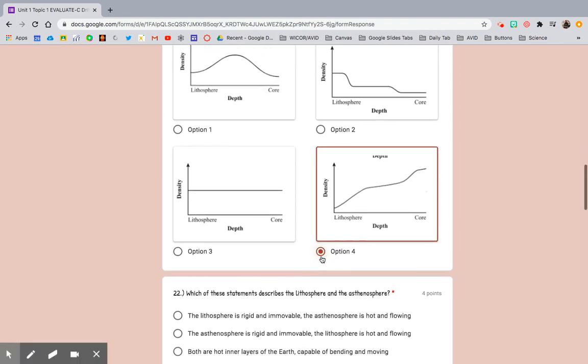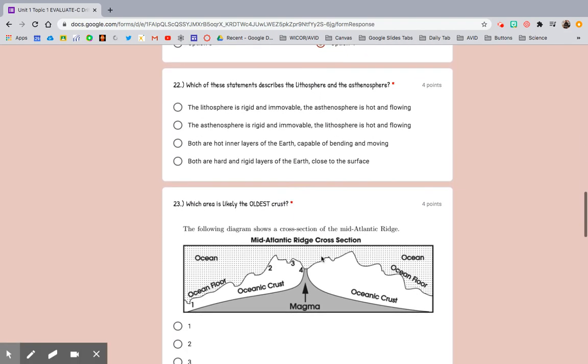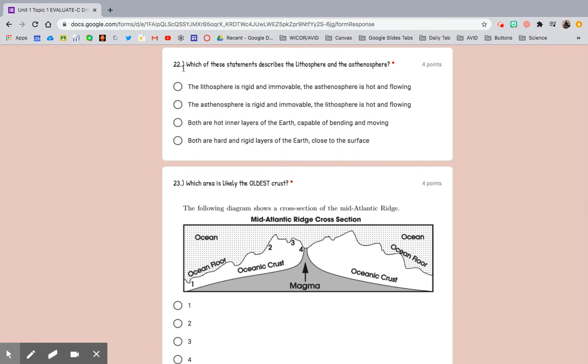Y'all, like I said, I'm always going to pick option 4 because I have to pick an answer. So I'm not saying that's the right or wrong answer.